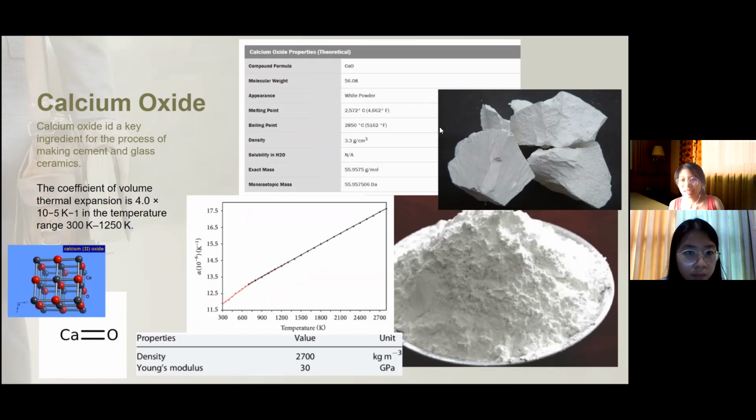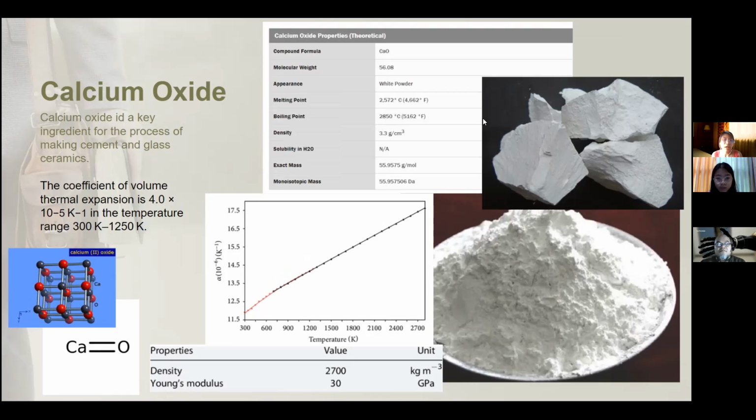I'll start now. Good morning, everyone. Today we will discuss the ionic bond that this particular chemical structure has. Its name is calcium oxide. Calcium oxide is a key ingredient for making cement and glass ceramics. It is formed from limestone, and it is produced as a powder. It has some properties, and Tanita will explain them.